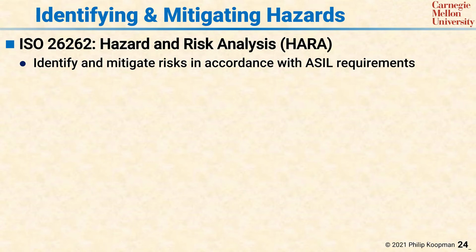A general approach of any safety standard is to identify and mitigate hazards. In ISO 26262, which is a conventional automotive functional safety standard, this is done using hazard and risk analysis, HARA. The idea here is to identify and mitigate risks in accordance with Automotive Safety Integrity Level requirements, ASIL requirements. This is a functional safety standard.